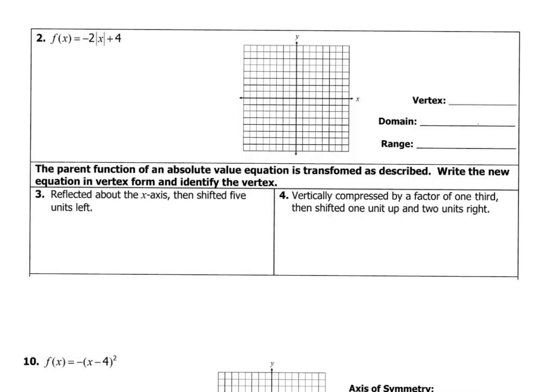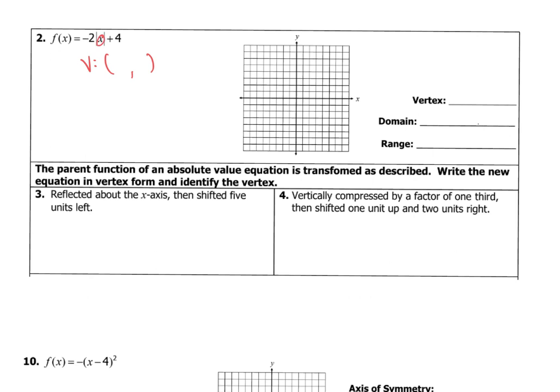Okay, number 2, we have f of x equals -2 times the absolute value of x plus 4. So again, starting by identifying the vertex. Okay, what is the x and y shift that we have here? Notice that this x is all by itself inside the absolute value bars.